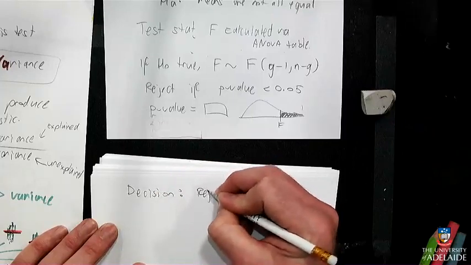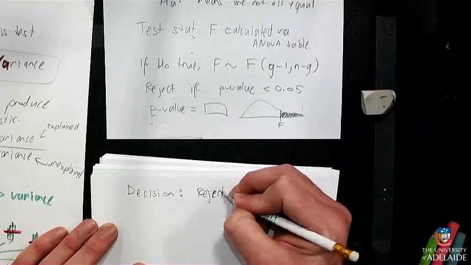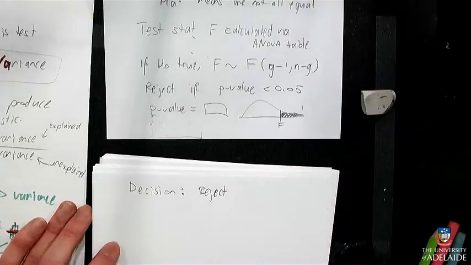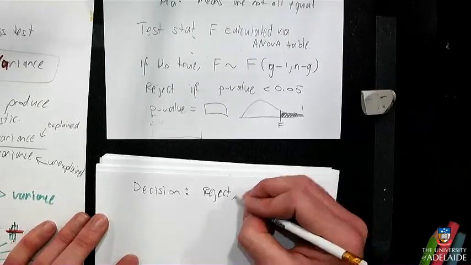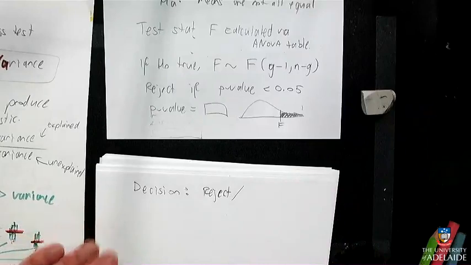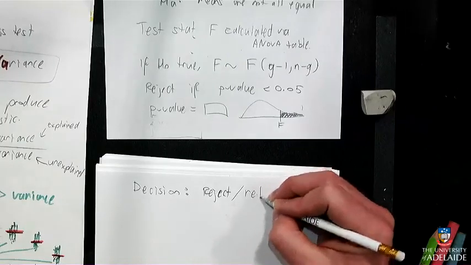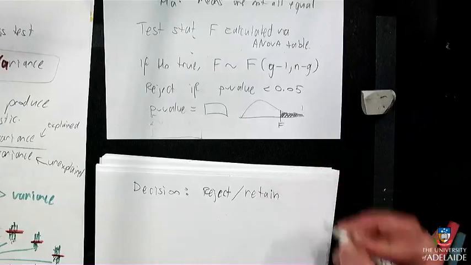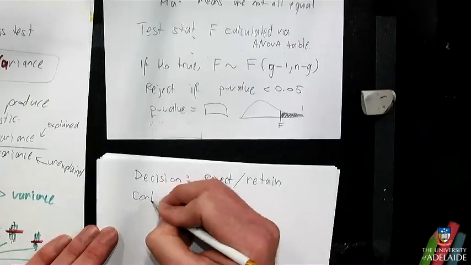You know, reject. Now, what does your lecturer call not rejecting? Retain? Okay. So in the statistics course I talked to yesterday, their lecturer says you're not allowed to say retain, and you have to say reject or do not reject. So different courses will have different rules on that. And then conclusion.